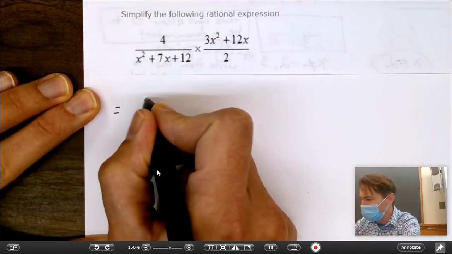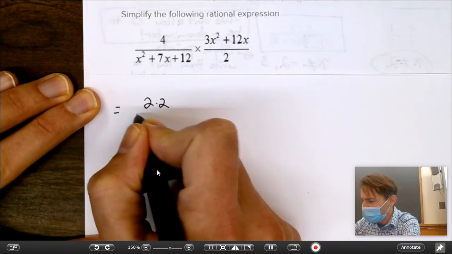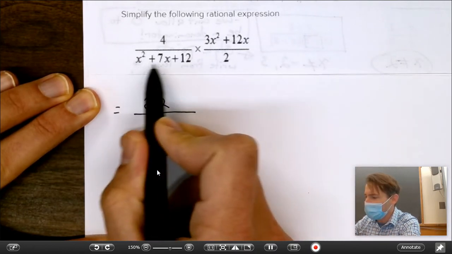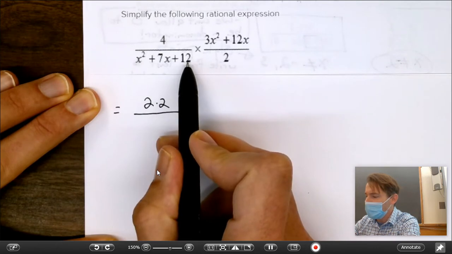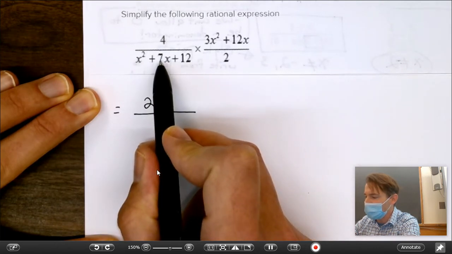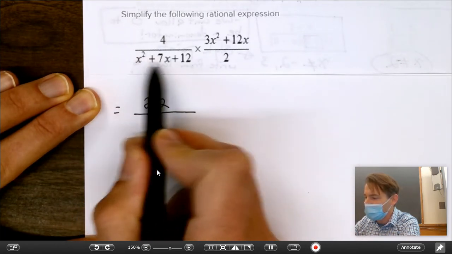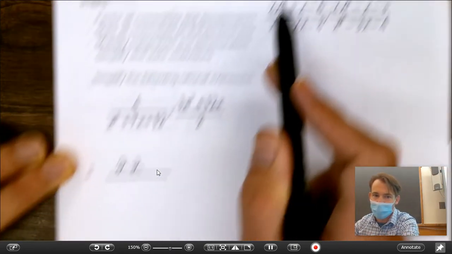4? Well, I could factor that as 2 times 2. Sure, let's factor it. And then x squared plus 7x plus 12. I want numbers that multiply to 12 and add to 7. Here it's simply that, it's not like the ones where we had a 2x that was changing that.